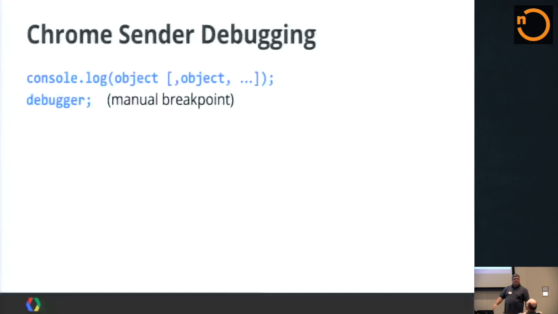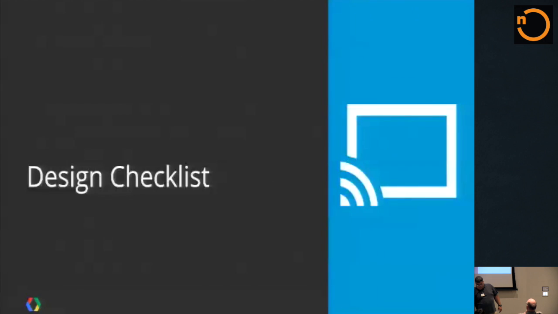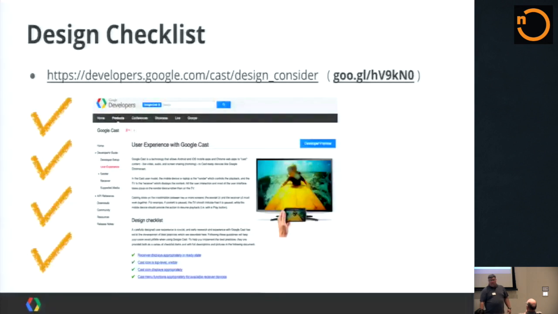On the sender, same idea, right? It's just Chrome, so you get all the Chrome dev tools for doing that. Cool. So now let's talk about the design checklist, right? We have a really extensive design checklist that tells you exactly how you should build a cast app.